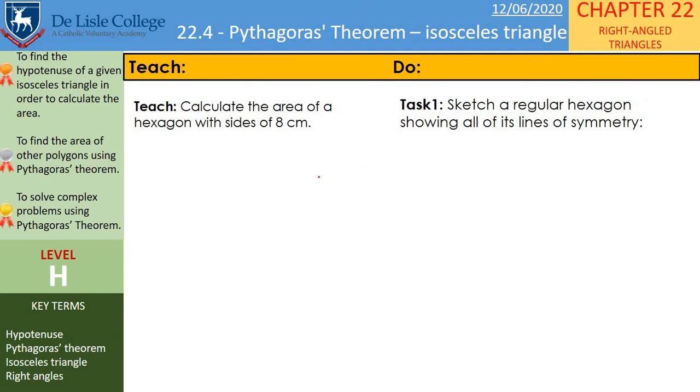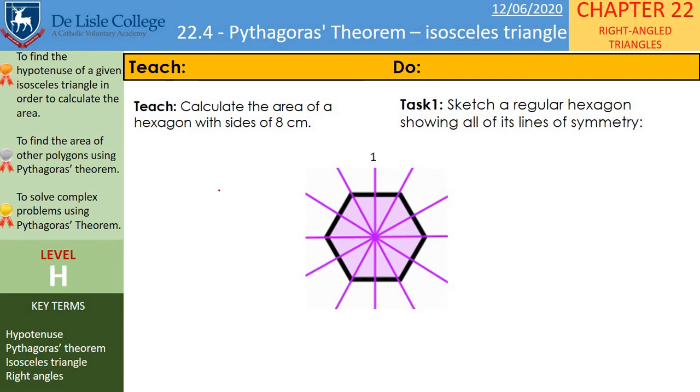Right, I want you to listen really carefully and follow this. We're going to look at how we can use the skills we just developed when working with hexagons. So we're going to calculate the area of a hexagon with sides of 8 centimetres. But before that, I want you to sketch a regular hexagon showing all of its lines of symmetry. Please pause the video as you do this. Right, good. So you should have a hexagon that looks like this, and there are 6 lines of symmetry.